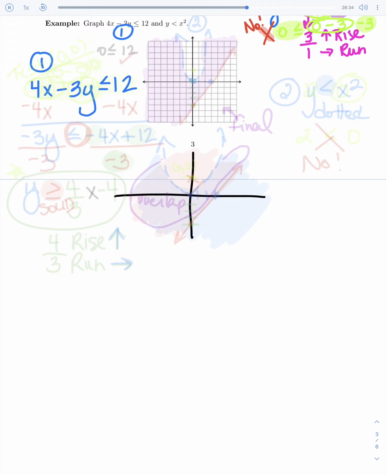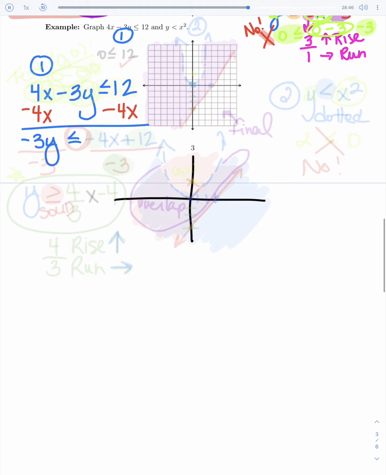Let's put it in slope-intercept form. So we'll get y by itself by subtracting 4x from both sides. That'll get us a negative 3y is less than or equal to. Let's still write the negative 4x first. And then I'll write the positive 12 second. Then the last step is dividing everything on both sides by a negative 3. Again, be careful. That's going to flip the direction of the inequality. So it will become y is now greater than or equal to.